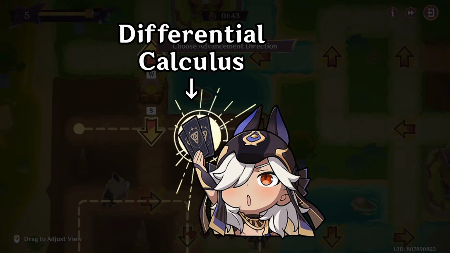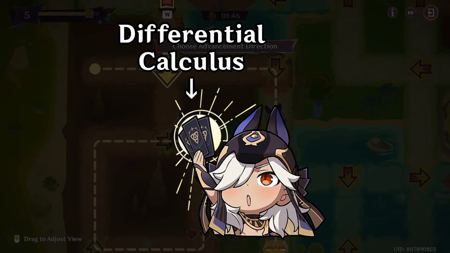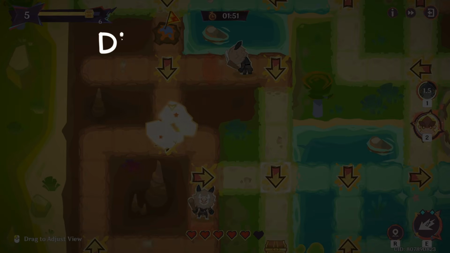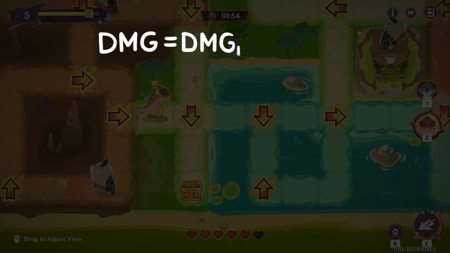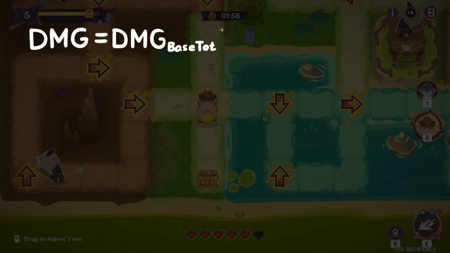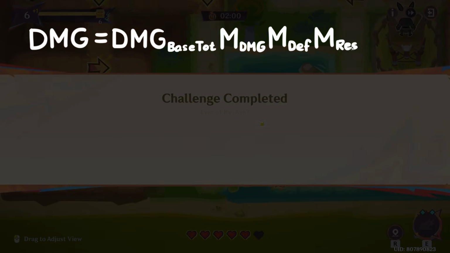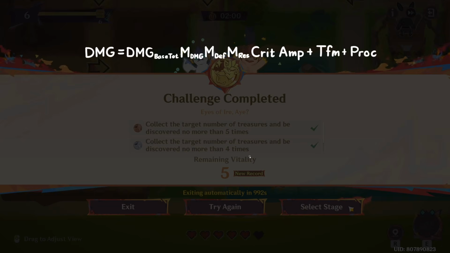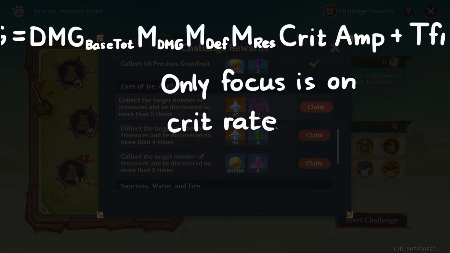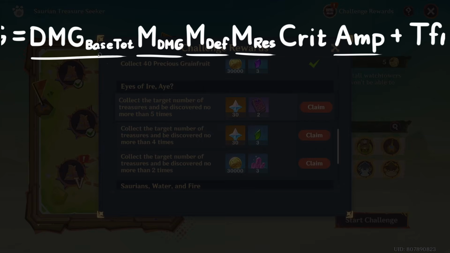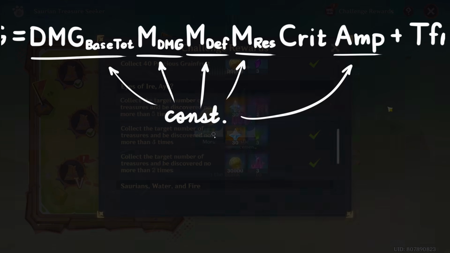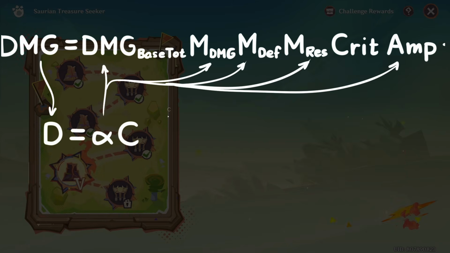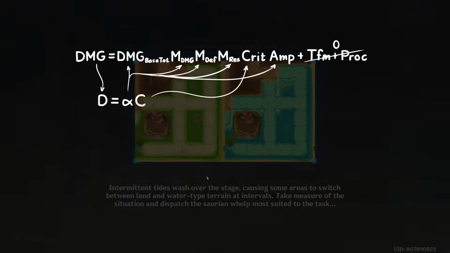Alright, armed with differential calculus, we can now optimize our average damage based on crit rate and crit damage. Here's the damage equation as you might know. In our case, we're only focusing on crit rate and crit damage, so we can essentially ignore almost everything in here. I'll also be simplifying the equation with just letters rather than text. In short, this basically says that our damage is proportional to crit, which should make sense.